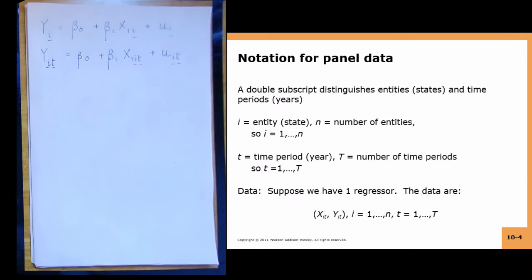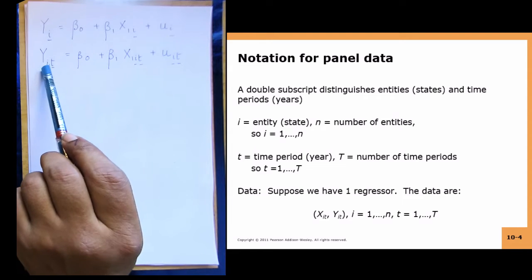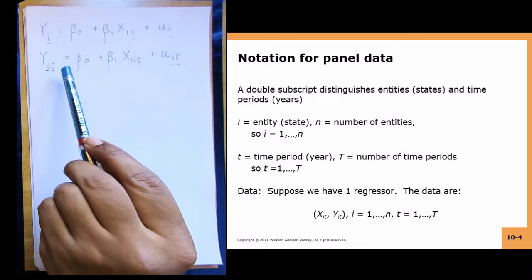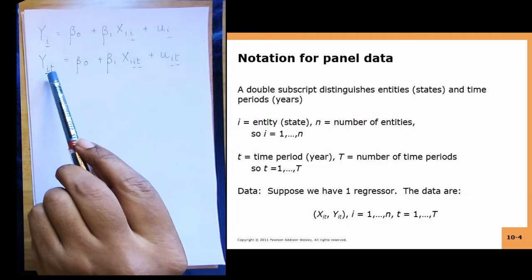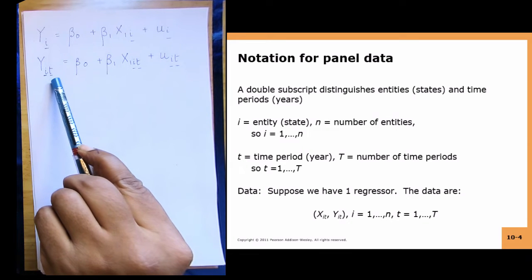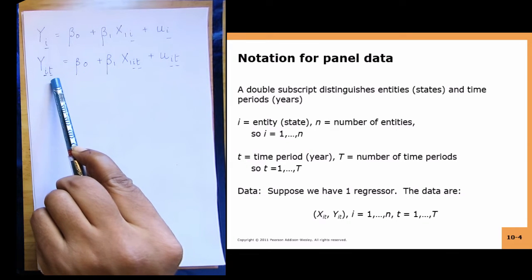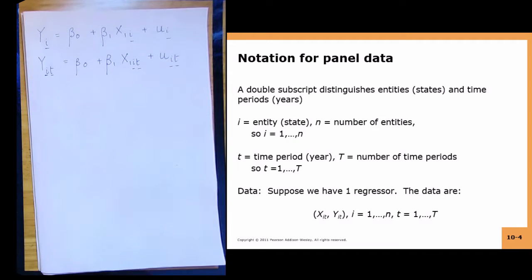Okay, so the i subscript stands for the ith entity, and the t subscript stands for the tth time. And here we are assuming that there are n number of entities, so i goes from 1 to n, and t, which is a new dimension that we are including, t goes from 1 to capital T. So if you have one regressor, the data is written like this: xit and yit. Okay.